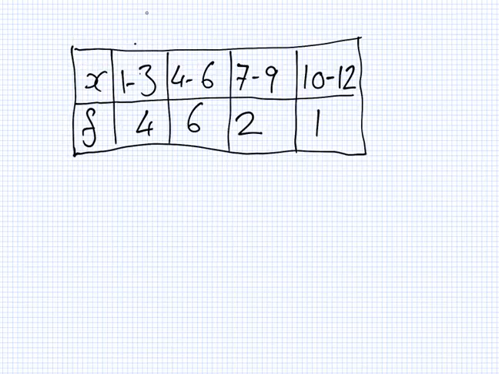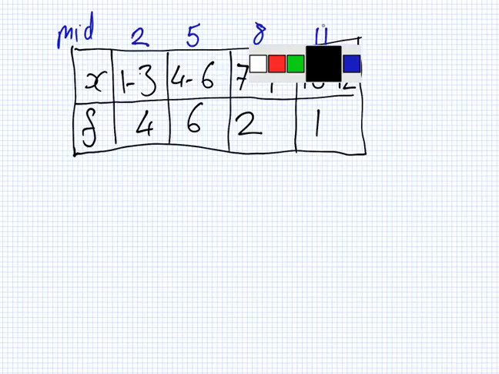We don't know. What we do is we use the midpoint to estimate. So what's the middle of 1 to 3? Try again. 2. So we say it's like I have 2, 2, 2, 2. And here it's like I have 6 5s. It's not exactly 5. I just know it's between 4 and 6, and I have 6 of these numbers. Here I have 2 8s, and here an 11. And again, it's not like it is 11, it's just roughly 11.